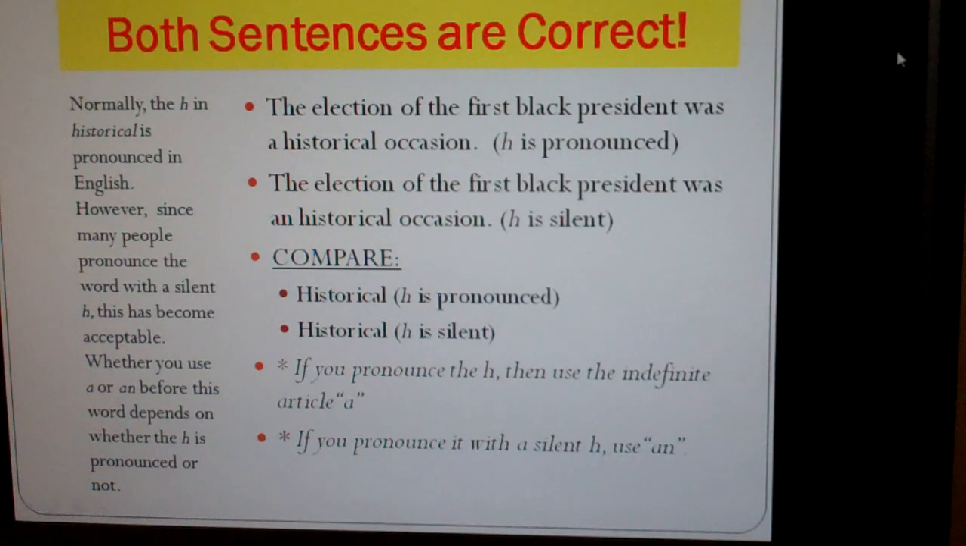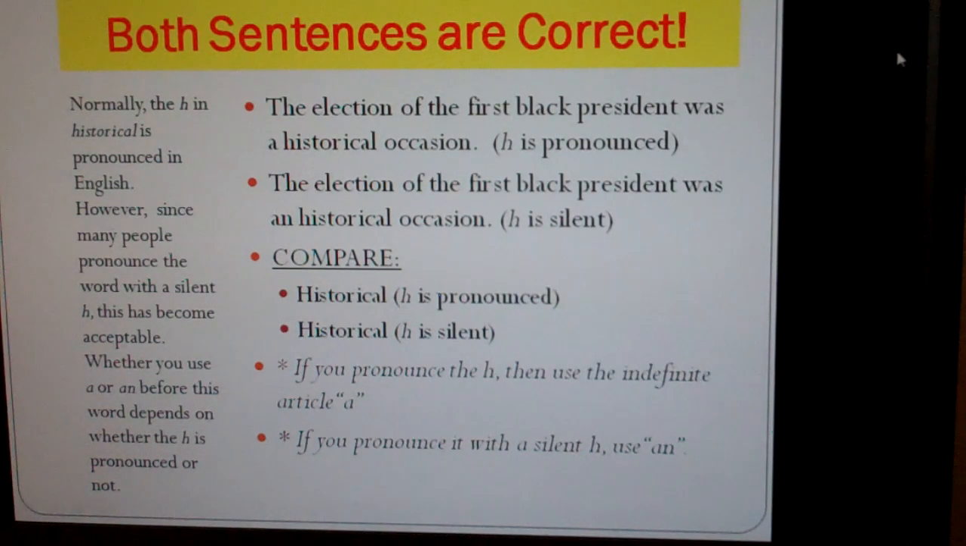Both sentences are correct. Normally, the H in historical is pronounced in English. However, since many people pronounce the word with a silent H, this has become acceptable. Whether you use a or an before this word depends on whether the H is pronounced or not.